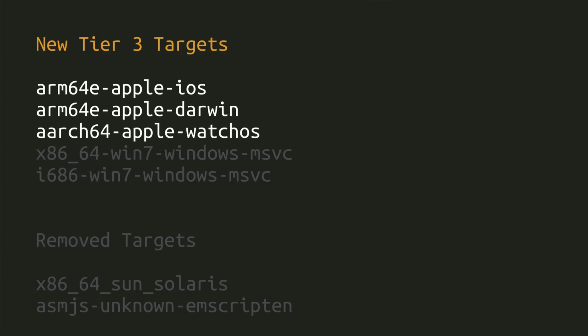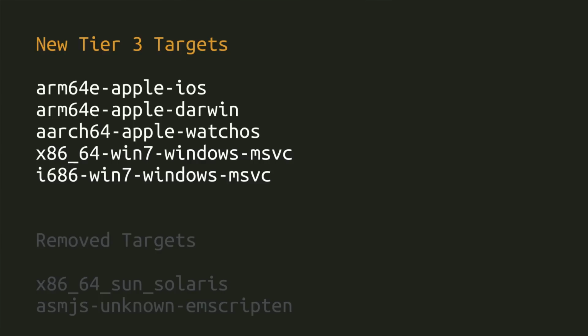Then we have a target for the latest watchOS architecture for Apple Watches. And finally, we have 2 new targets that preserve Windows 7 support for PCs, since the existing PC Windows targets will soon drop support for Windows 7. Specifically, that support will be dropped in Rust 1.77 on March 21st, 2024, which will be its own item in my next release video.